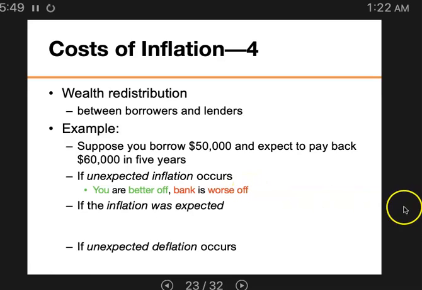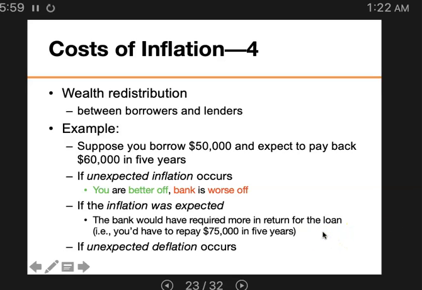If the inflation was expected, if both you and the bank fully expect the inflation to happen, the bank will require more in return for the loan. So inflation will have no redistribution effect, right? The bank would have required more in return for the loans.